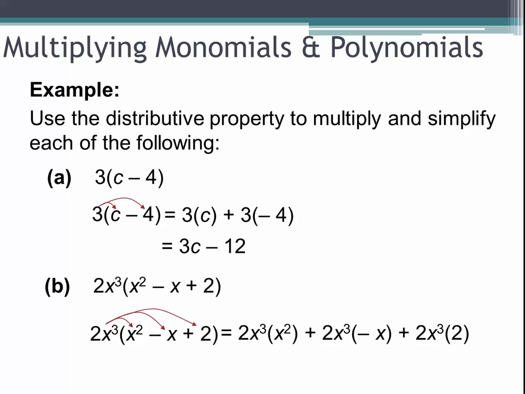Rules of exponents for that first term, you have 2 times x cubed times x squared. You have to add those exponents, so we get 2x to the 5th. Then the next term, 2x cubed times negative x. Remember that x is being raised to the first power, so when you add the 3 to the 1, you get negative 2x to the 4th. And finally, plus 2x cubed times 2. So this is multiplying a monomial by a polynomial.